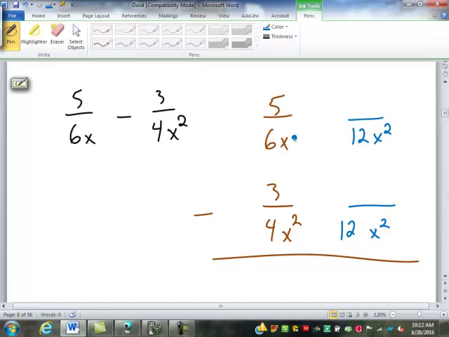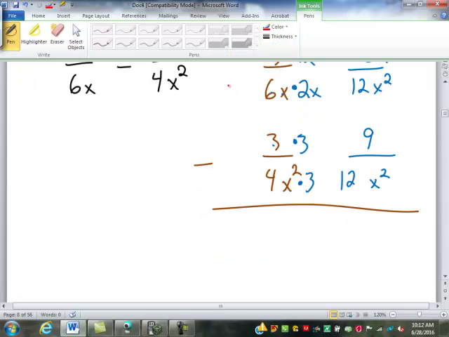What do we have to do to this one? Do we have to change the number? Yeah, 6 becomes 12 by multiplying by 2. Do we have to change the variable? Yes, so we have to multiply by x to turn x into x squared. What do we do to the 5? Times 2x. So 5 times 2x is 10x. On bottom, do we have to do anything to the 4? Yes, times 3 to make 12. Do we have to do anything to the x squared? No. So what do we multiply the 3 by? 3. 3 times 3 makes 9.